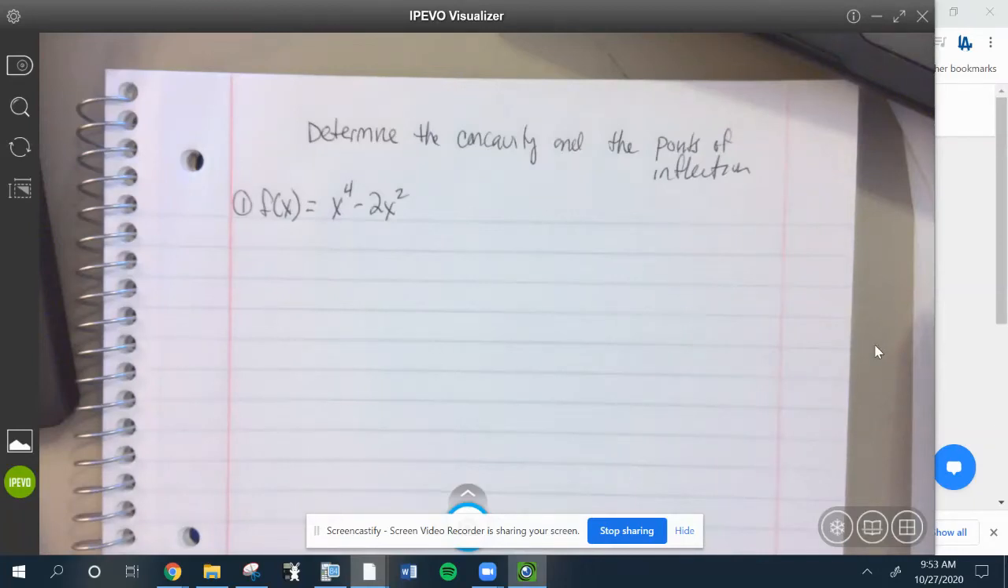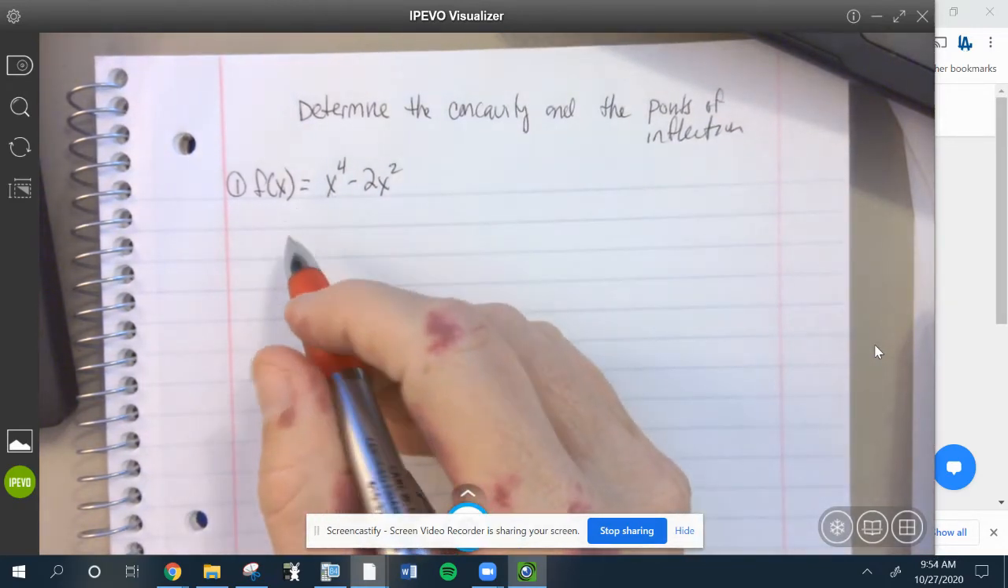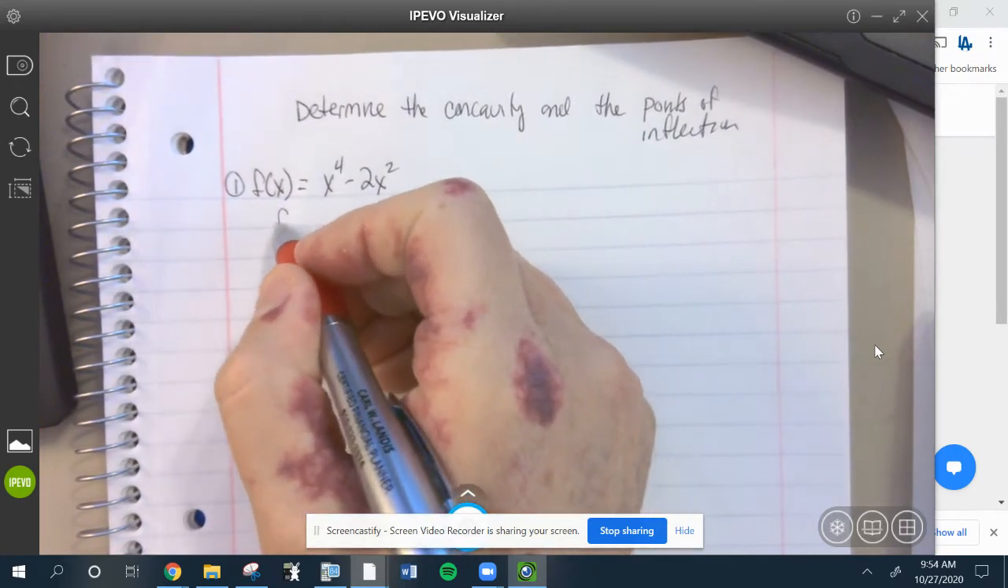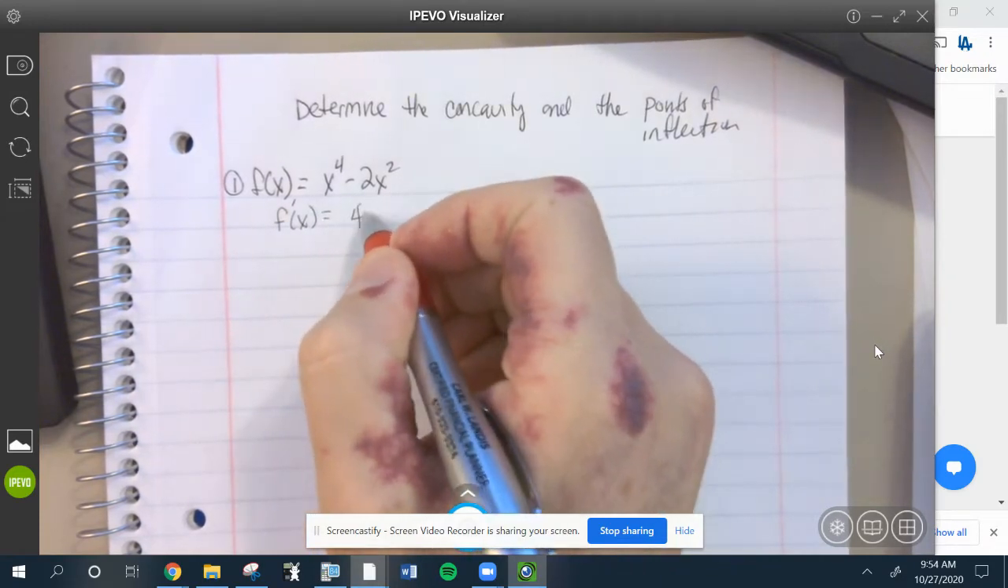Okay, so here's a concavity question. We're going to determine the concavity and find the points of inflection of this function. And then we're going to look at the calculator just to make sure we're correct. So we're going to have to find out where the second derivative equals 0.